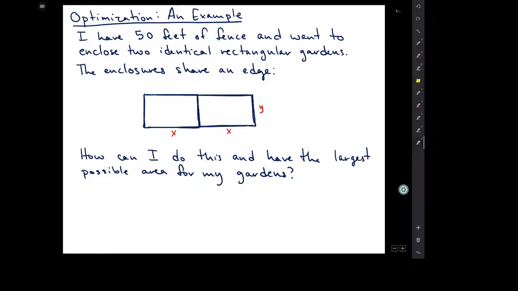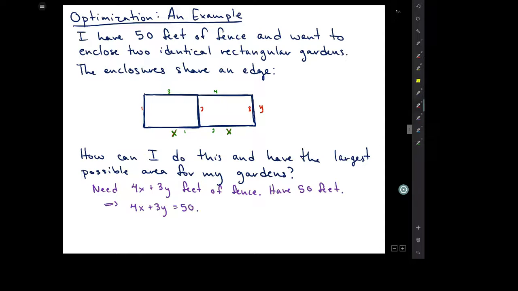And so in total, I have, let's count them, 1, 2, 3, 4 sides of length x, and I have 3 sides, 1, 2, 3 sides of length y. So if I want to consider how much fence I will need to build this enclosure, we need 4x plus 3y feet of fence. And the fact that I have 50 feet of fence available means that I get an equation: 4x plus 3y equals 50.